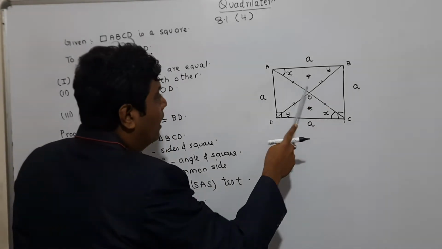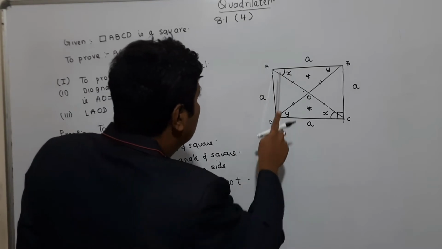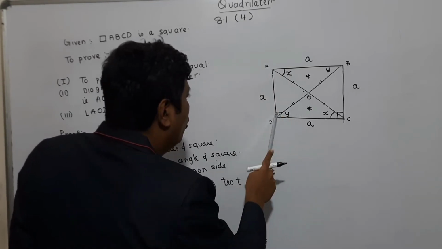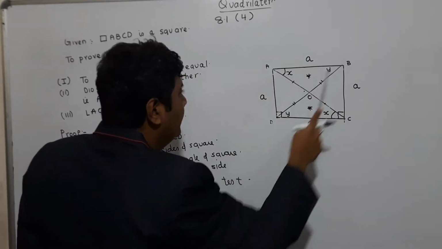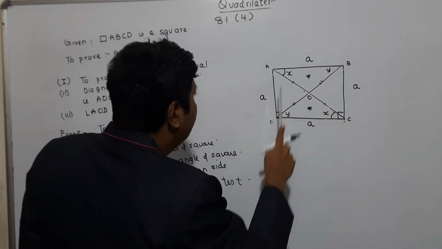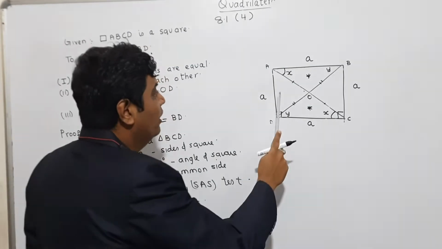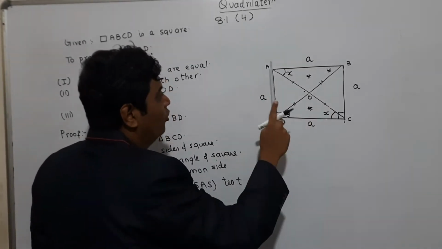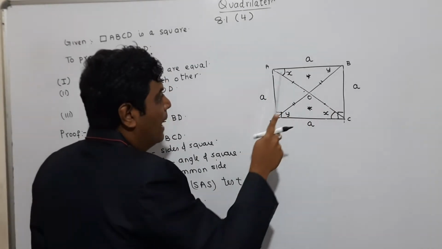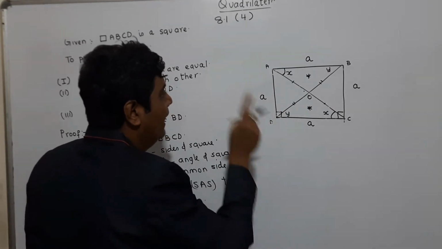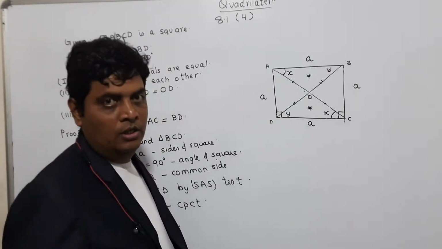AO is equal to AO, OD is equal to OB, and AD is equal to AB. They are the sides of a square. Therefore, triangle AOB is congruent to triangle AOD by SSS test of congruence.